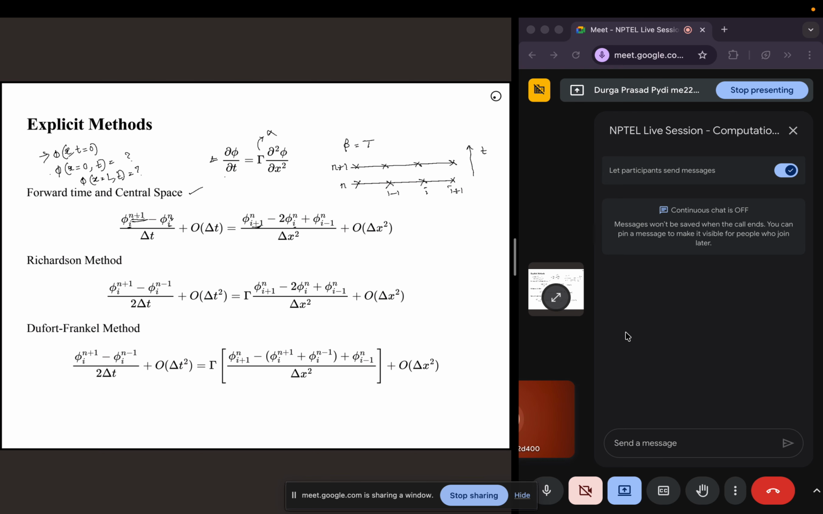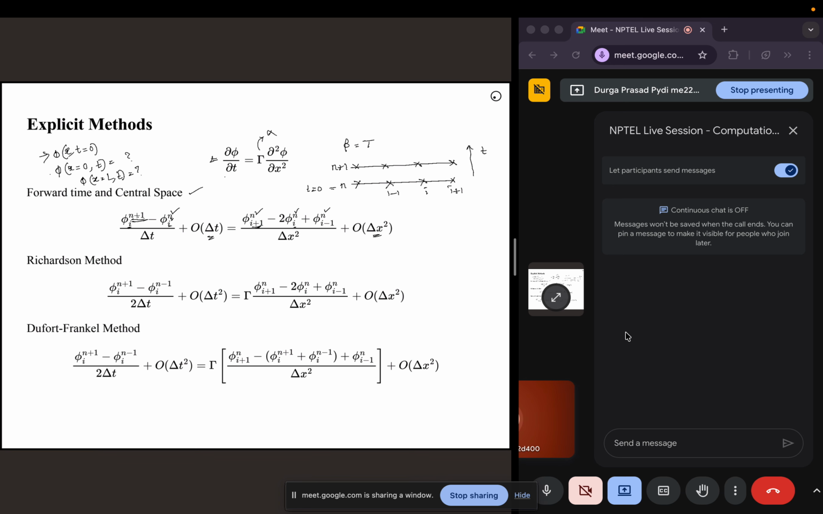The idea behind explicit methods is that you start with a given time. Let's say this is my t equal to 0. You know the entire values of phi, so all these values are known to us. And we just use this equation to find the value of phi at n+1. So this is just direct substitution. This is second order in space and first order in time. But the problem with this is something called stability, which as I said just before.